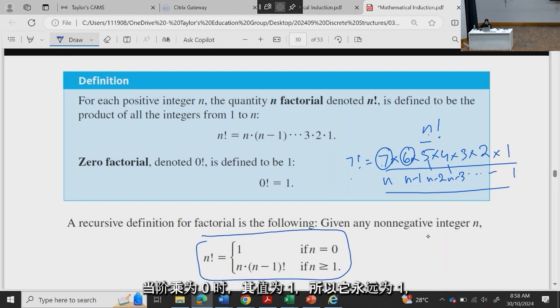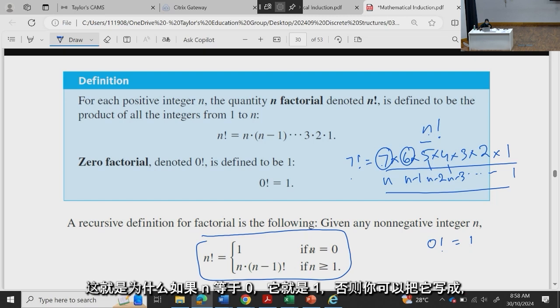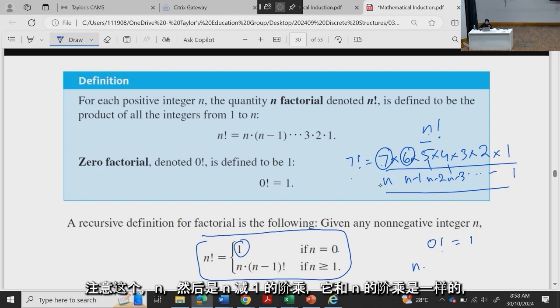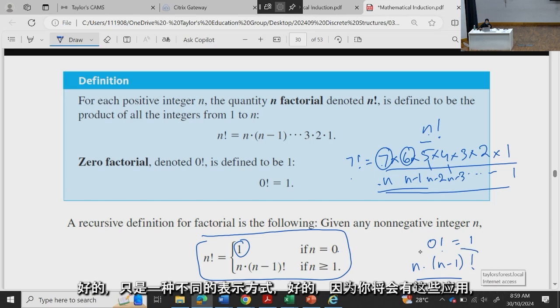So this is the recursive definition. When you have 0 factorial, the value will be 1. So it will always be 1. That is why, if n is equal to 0, it will be 1. Otherwise you can write it as, pay attention to this one, n times (n minus 1) factorial. It's the same thing as n factorial, just a different way of representing.